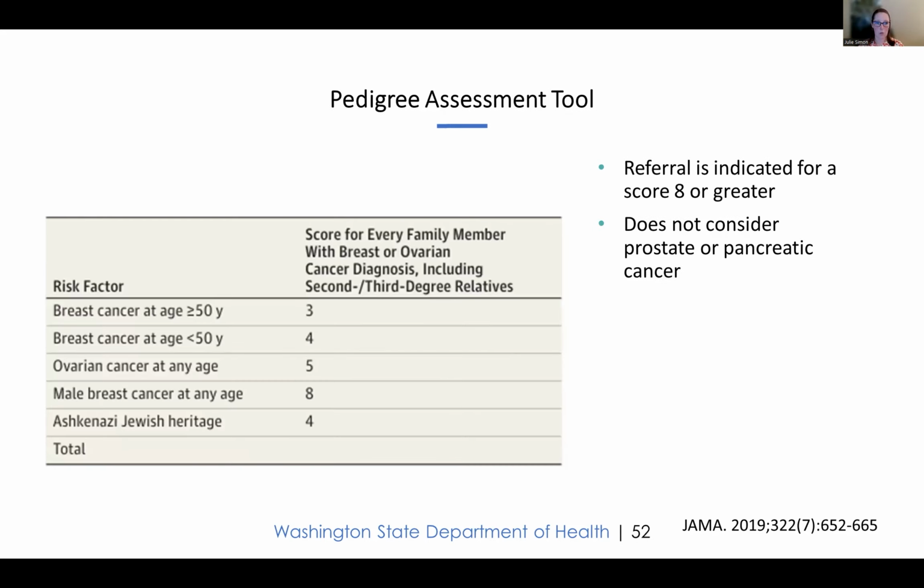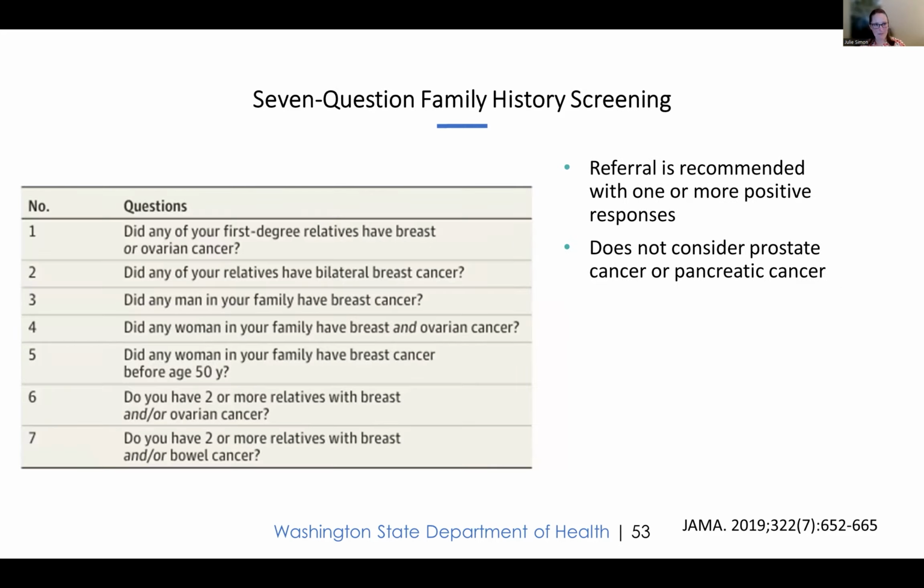The next tool will look at, again, pedigree assessments or family history specifically. They're looking for 8 or higher. So you can see things like male breast cancer or breast cancer in someone assigned male at birth automatically qualifies for this. A family with ovarian and breast cancer would automatically qualify, but does not look at prostate or pancreatic cancer as we would recommend in the newest guidelines.